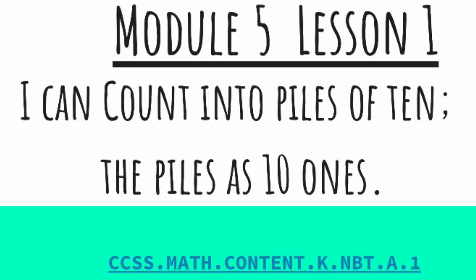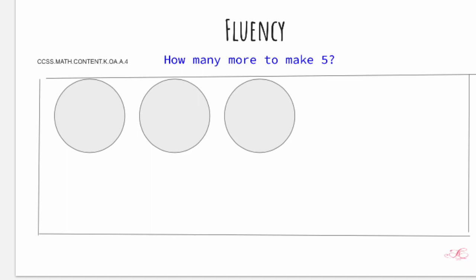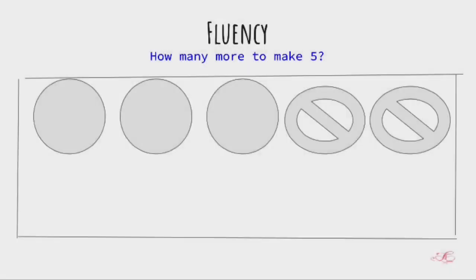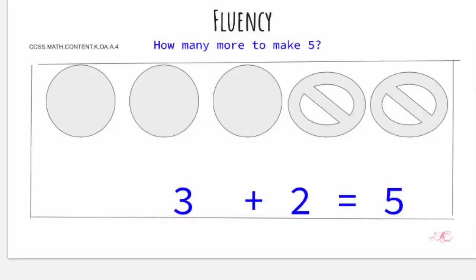Let's begin. I'll do the first one. How many more to make 5? I see that I have 3, 4, 5. 2 more. Or you can use your fingers, put 3 fingers up, and how many more on that hand goes up would be 2 more. What number sentence would I write? 3 plus 2 equals 5.